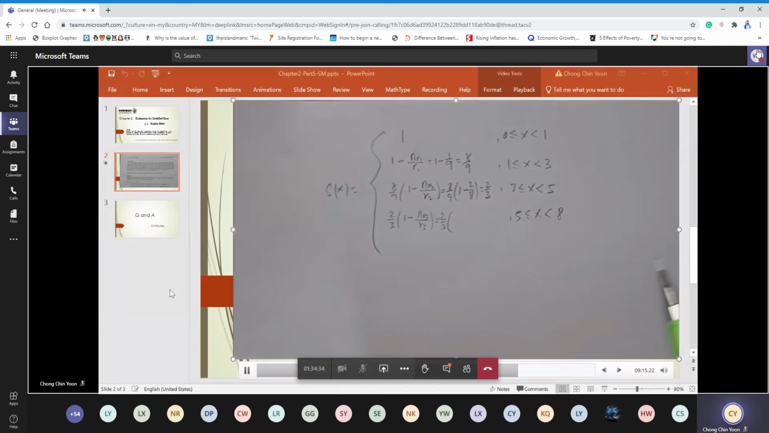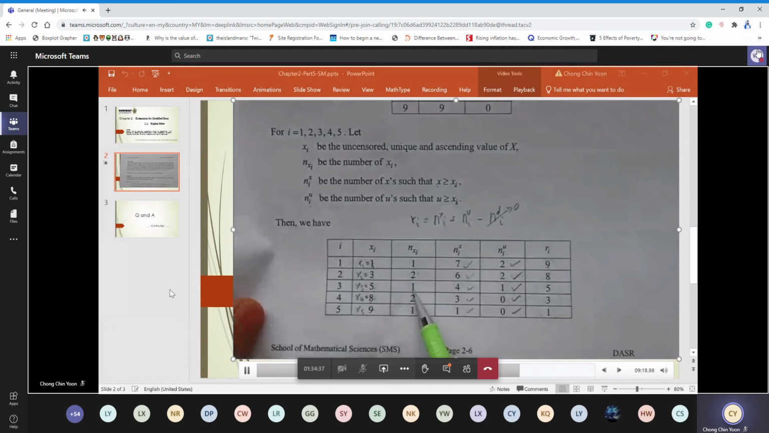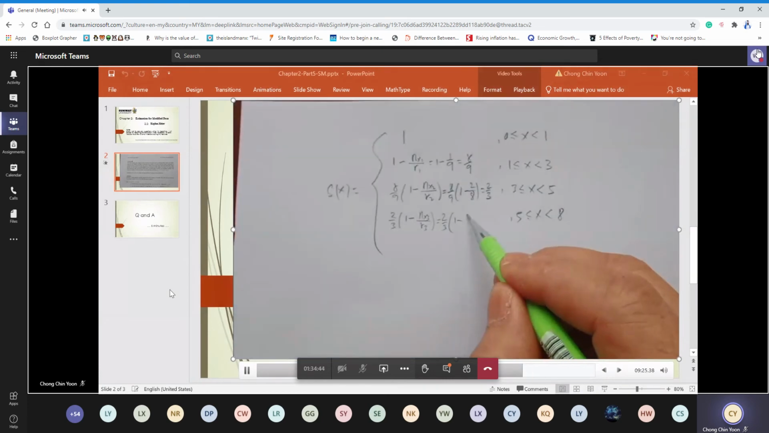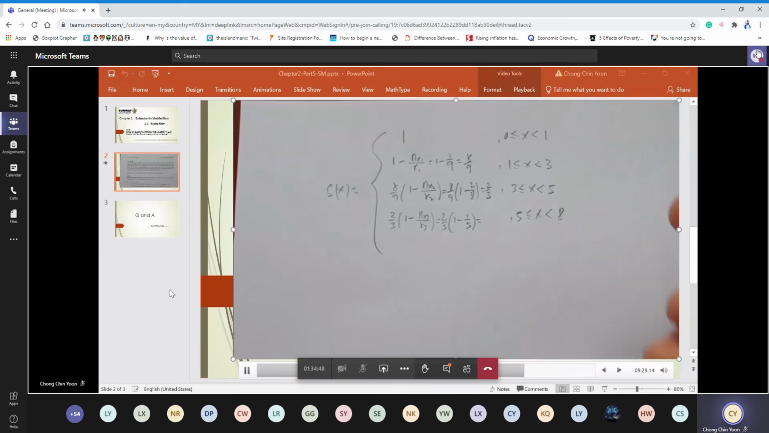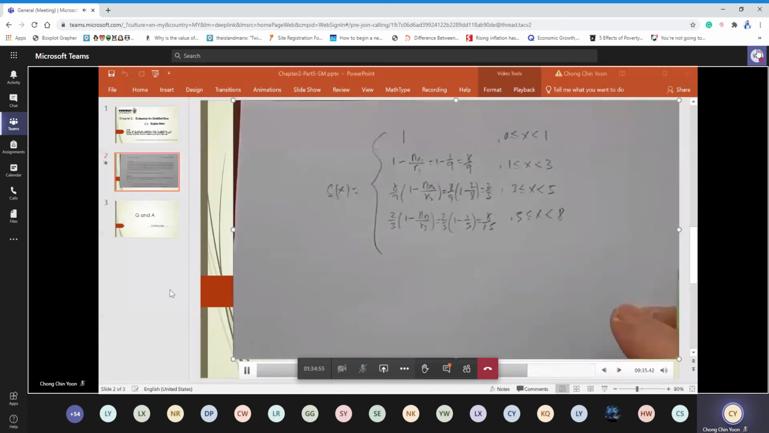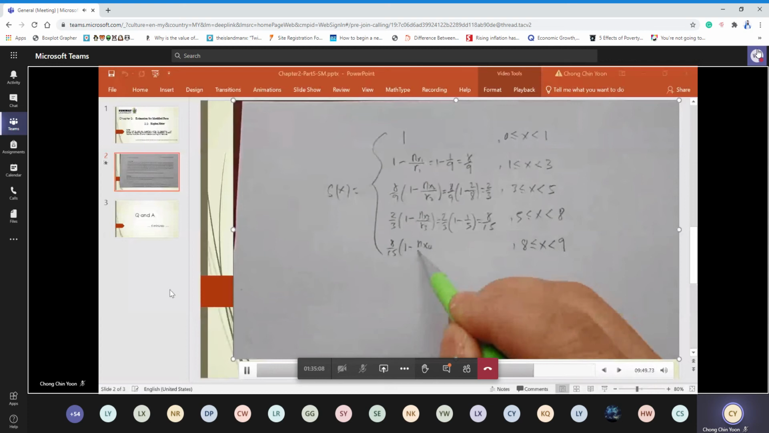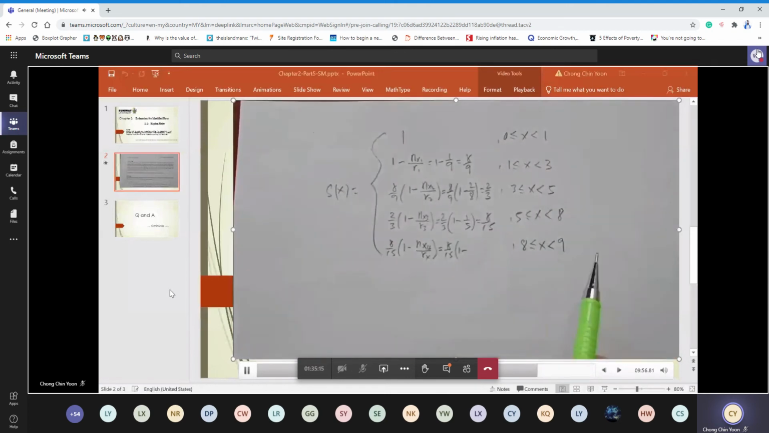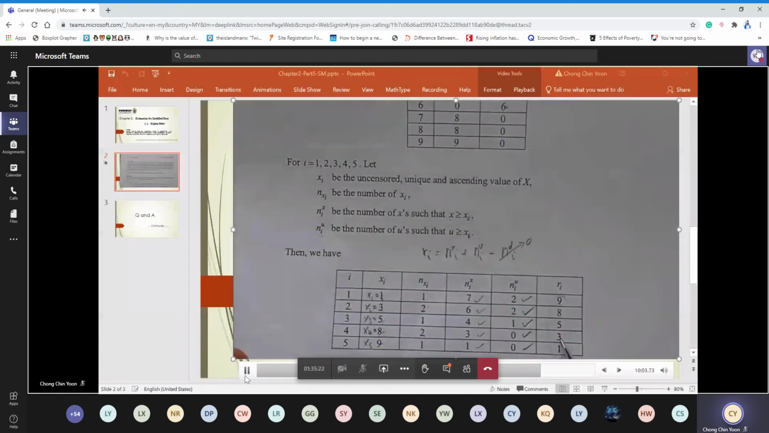So our nx3 is 1 and the r3 is 5. So that means this is 1 minus 1 over 5. So you will have 8 over 15. And for the next interval, that is in between 8 and 9, we will take this result 8 over 15 times 1 minus nx4 divided by r4. So you look at the result, our nx4 actually is 2 and the r4 is 3.